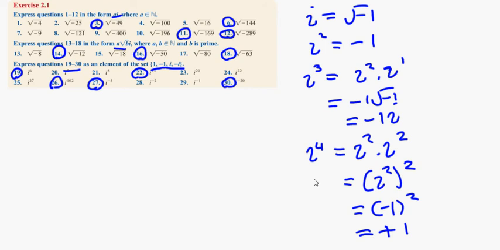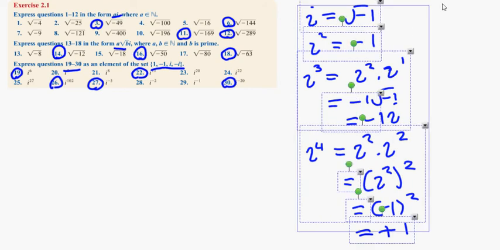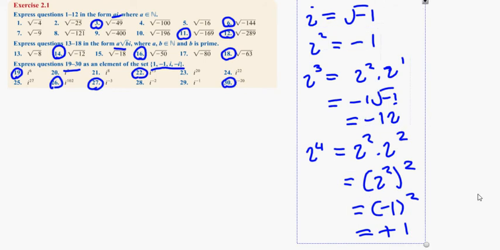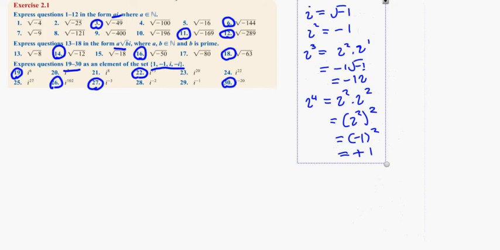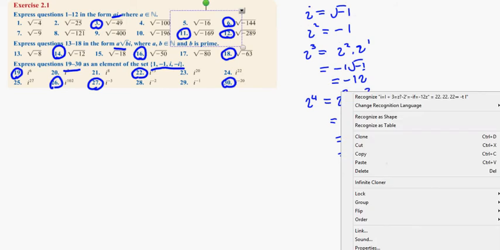Now that we've established what i to the 1 to i to the 4 is, what we can do next is figure out what some of these other ones are, like i to the 6 and i to the 7. So we'll try i to the 6 here.